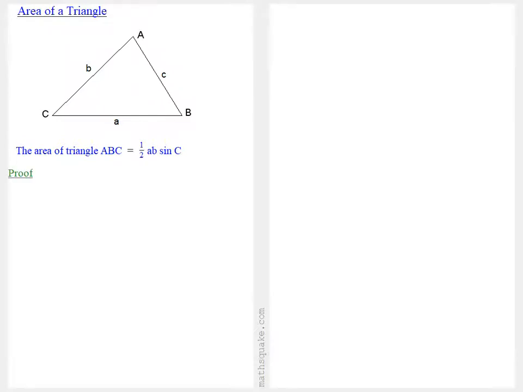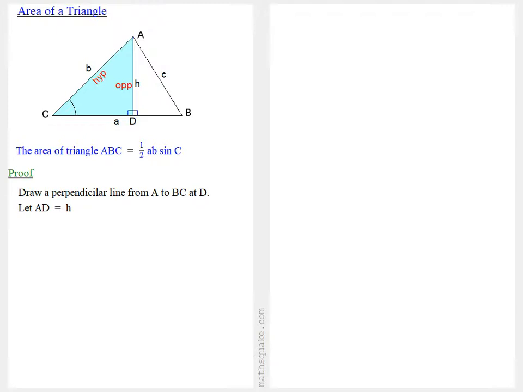Now we can prove this. We first need to draw a perpendicular line from A to BC at D. So AD is the altitude of the triangle. Let AD equal h. Now, in triangle ADC, if we consider the angle C, then h is the opposite side and b is the hypotenuse.